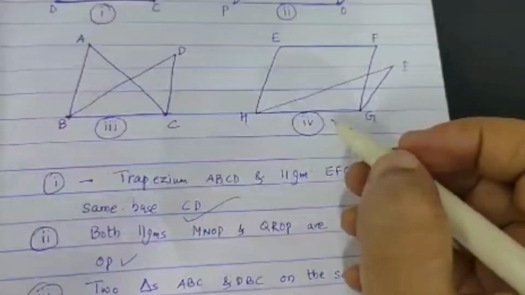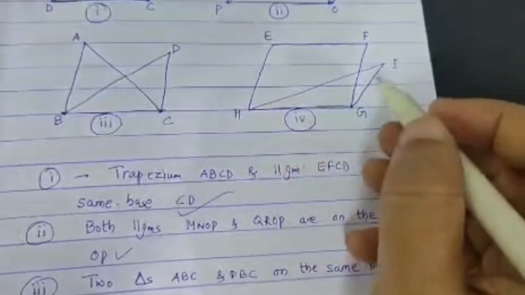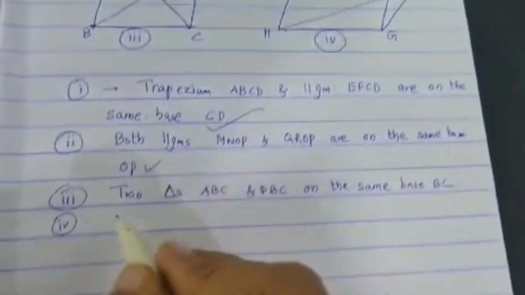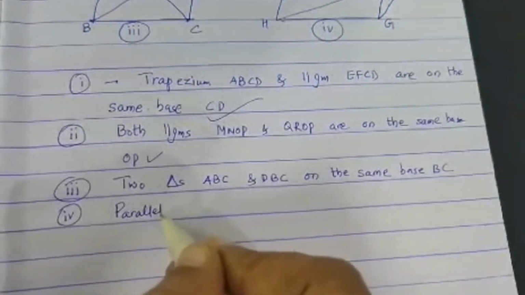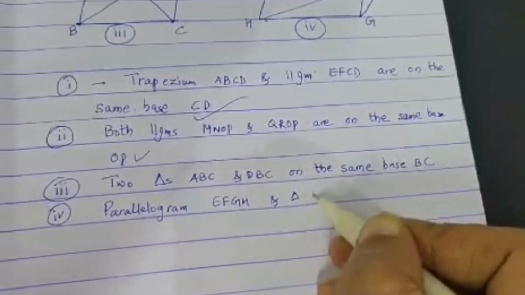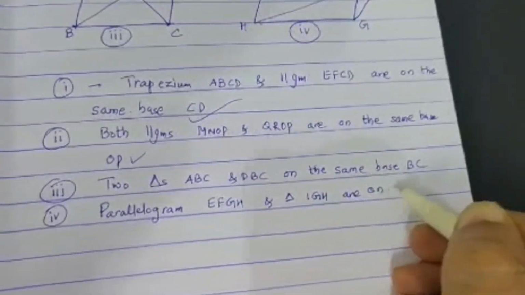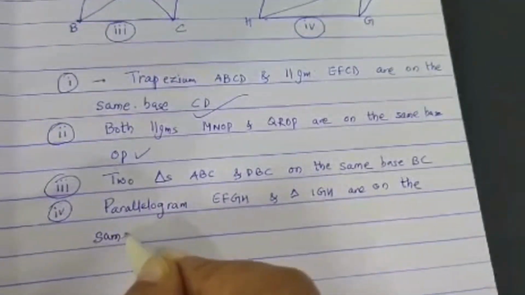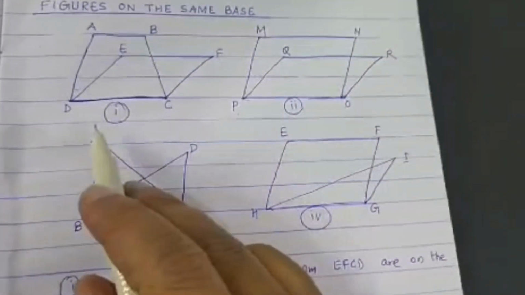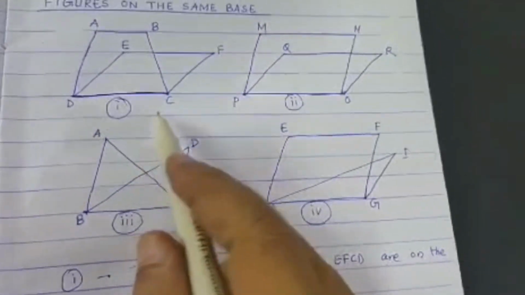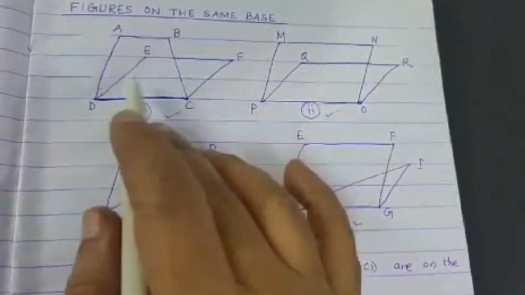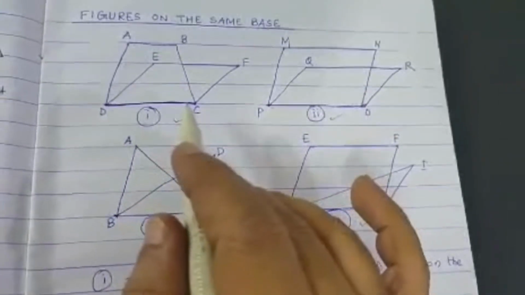Now let us see this one. Parallelogram EFGH and triangle IGH are on the same base GH. So basically, these figures have the same base: here CD, here OP, here BC, here GH. Two figures are lying on the same base. So this is one of the cases, figures on the same base.